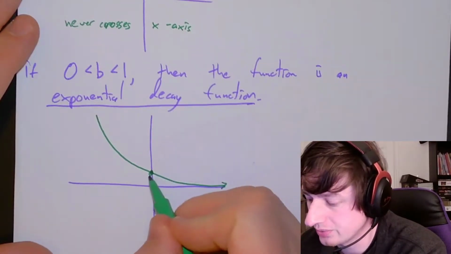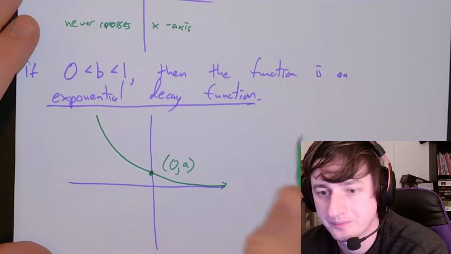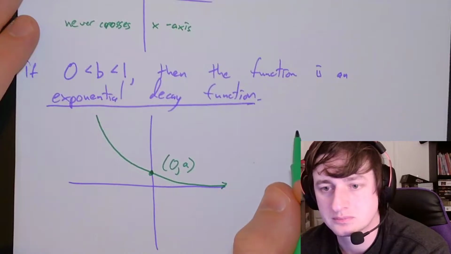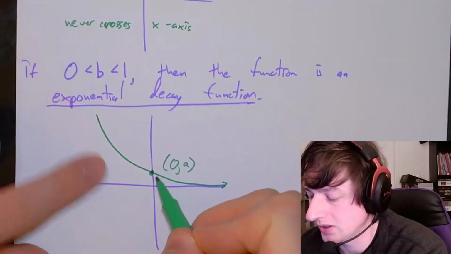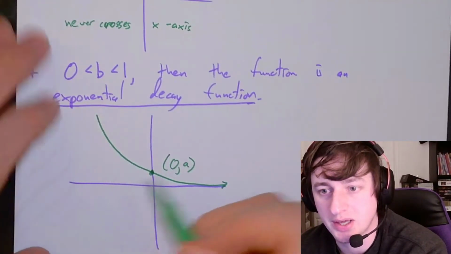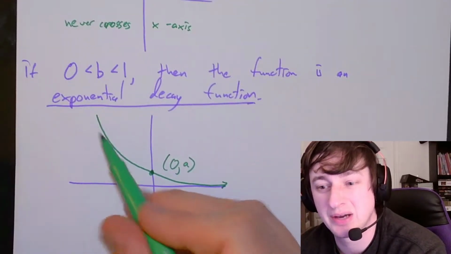Okay, so this coordinate point right here is going to be 0, comma, a again. And as we go to the left, as we put negative numbers into x, then we're going to get really big numbers because we're dividing by a decimal.